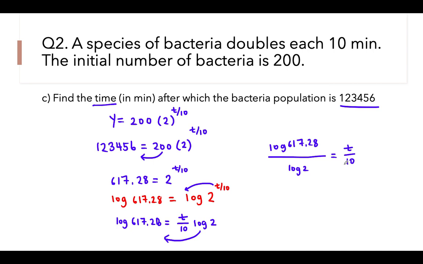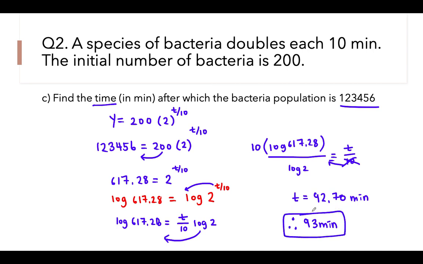And then I'm going to bring 10 to the other side, so you're going to multiply by 10, and this cancels out. When you do it, you will get t is equal to 92.70 minutes. Okay, so therefore, find the time: it's after around 93 minutes that the bacteria population will be 123,456 bacteria.